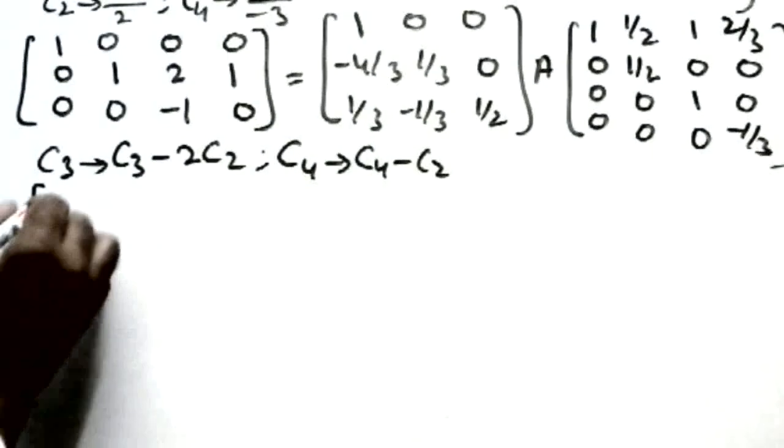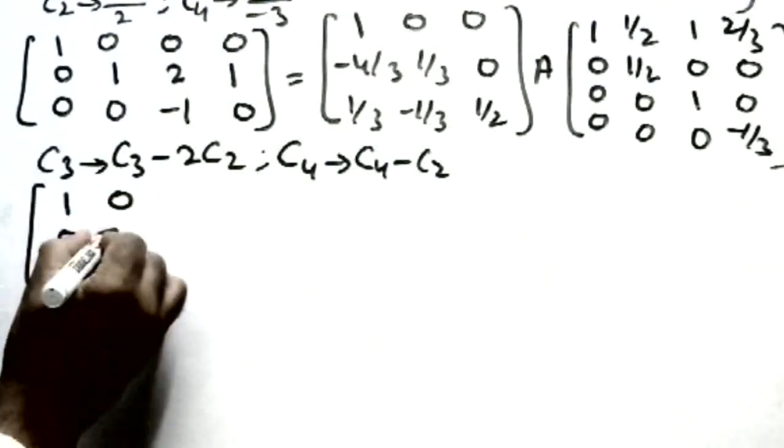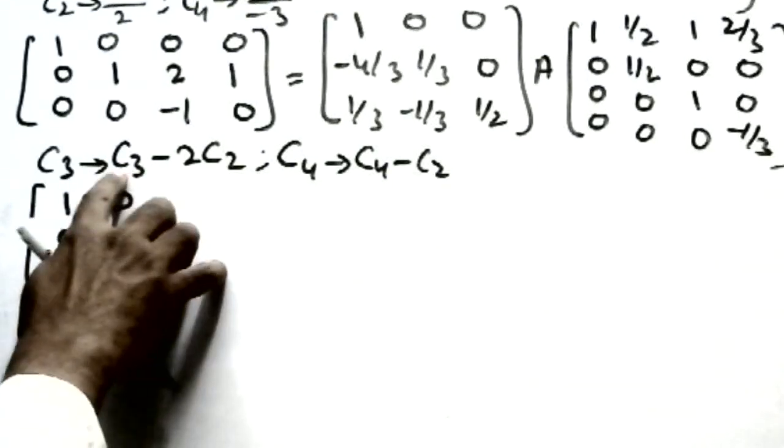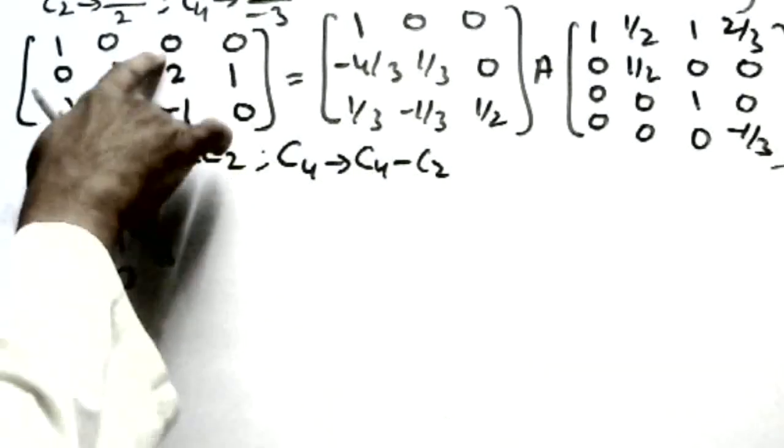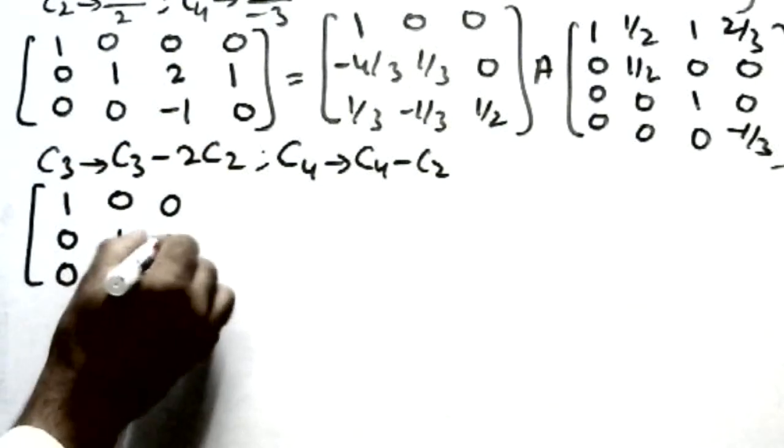Now we are changing the columns. Let me write columns. Okay, see here, first column we are not changing 1 0 0. Second column we are not changing 0 1 0. The third column is C3 minus 2C2. 0 0 remains 0 only. C3 minus 2C2.